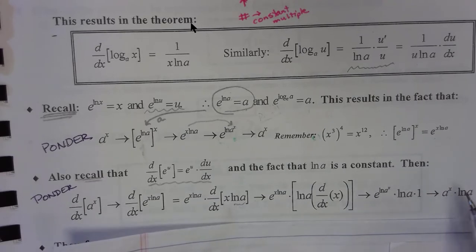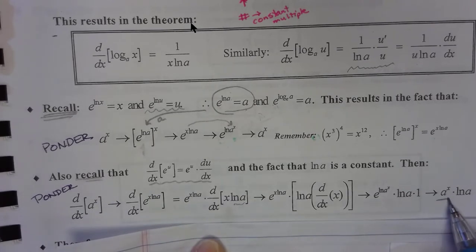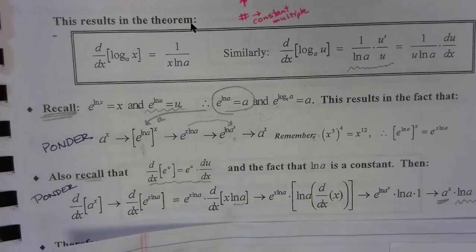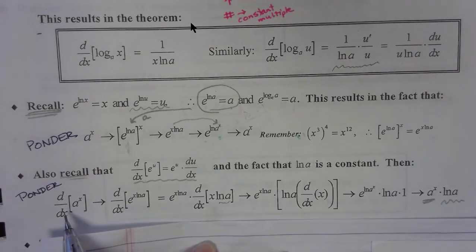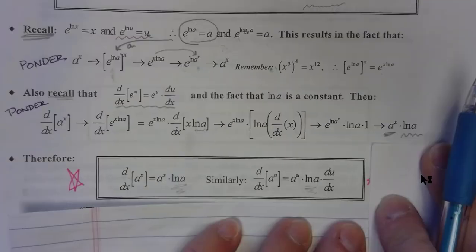And this gives us that the derivative of an exponential function is the exponential function times the natural log of the base. So this lets us know that the derivative of a to the x is a to the x times the natural log of the base. Similarly, the derivative of a to the u is a to the u times the natural log of the base times u prime, du dx.